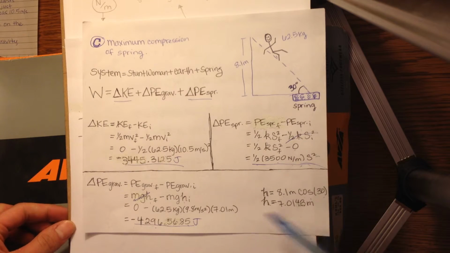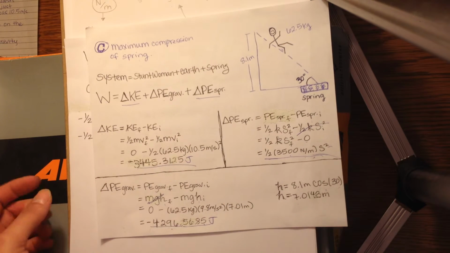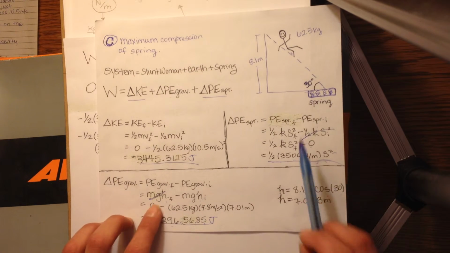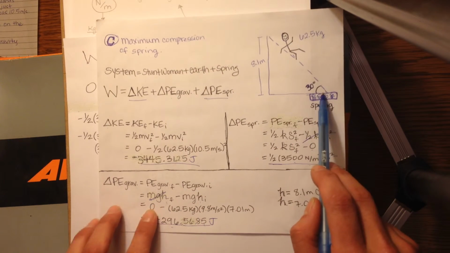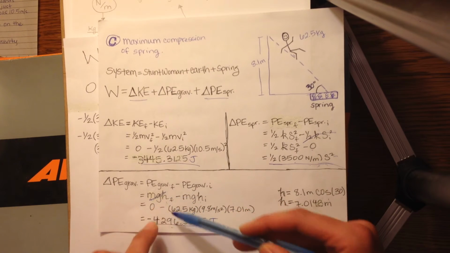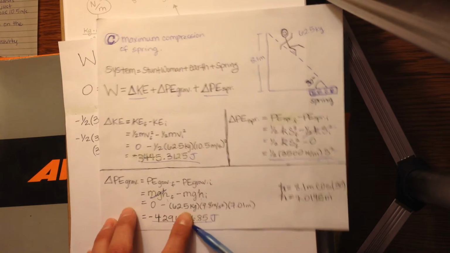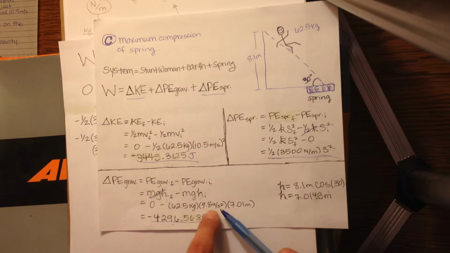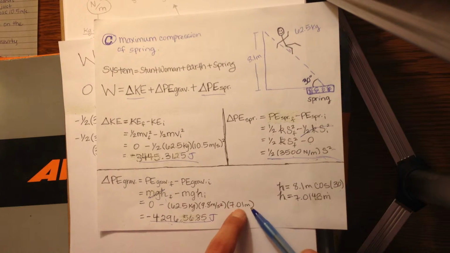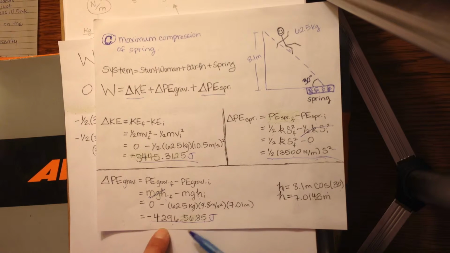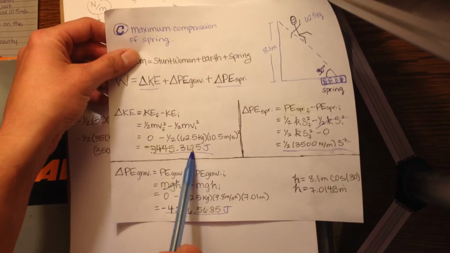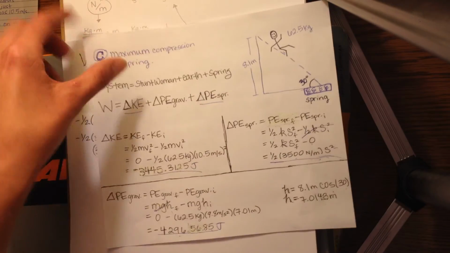7.0148 meters. So we're going to use that in our equation over here, and we're going to find that at the final position, she has no height. The height's 0, so it's going to be 0 here. That's at the final, but at the initial position, she does have a mass and gravity and a distance that she's falling. So we're going to get approximately negative 4,296 joules.